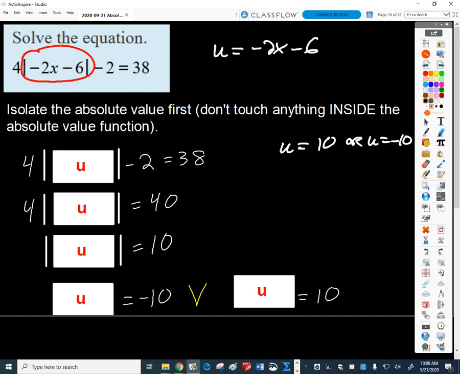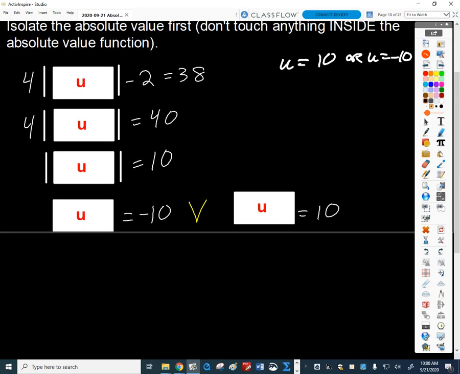So we've got 4 times this absolute value, and don't even worry about what's inside at this point. Absolute value of something, call it u, minus 2 equals 38. Well, we know what the steps would be to isolate something. If I'm trying to isolate the absolute value, I'm just reversing order of operations and using inverse operations. So I'm going to add 2 to both sides and divide by 4, and I end up with my isolated absolute value equals 10. The absolute value of u is equal to 10.